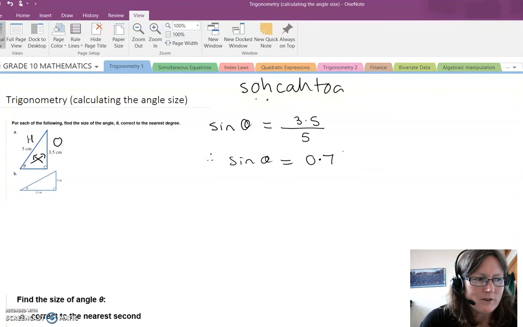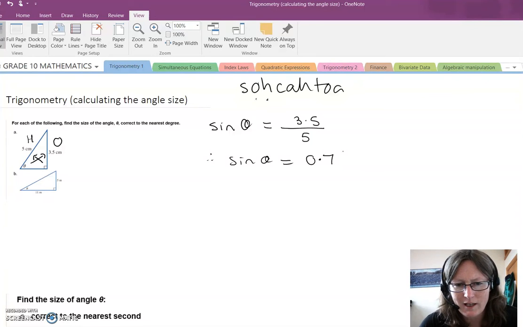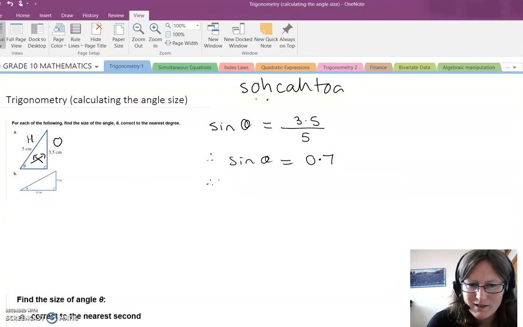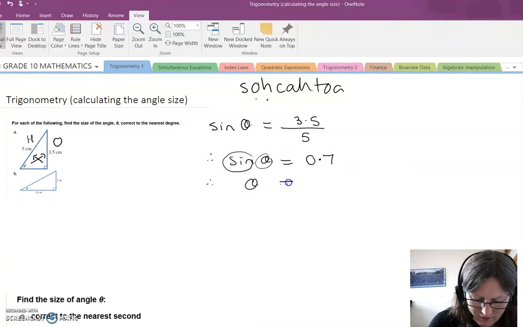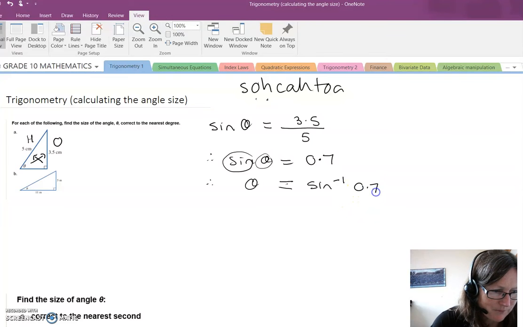Just as inverse operations are used to solve equations, inverse trig ratios are used to solve trig equations for the value of any angle. So in other words, we're trying to find the angle. We want to leave this here, so we need to move the sine to the other side. When we move something to the other side, we do the opposite of it. So how we write doing the opposite when we move sine, it's sine to the -1. So that's the inverse of sine, sine to the -1 of 0.7.